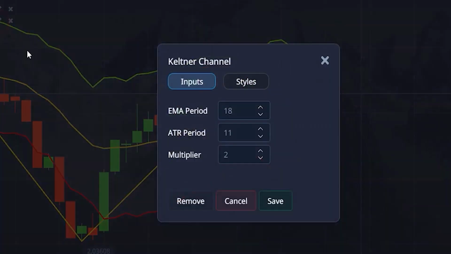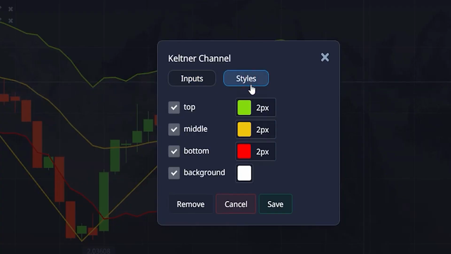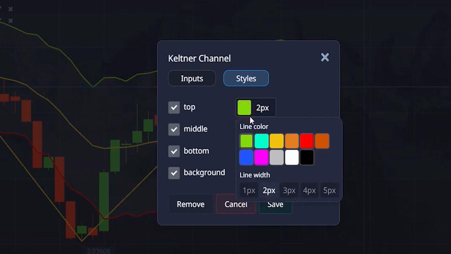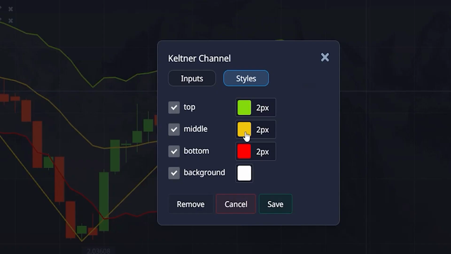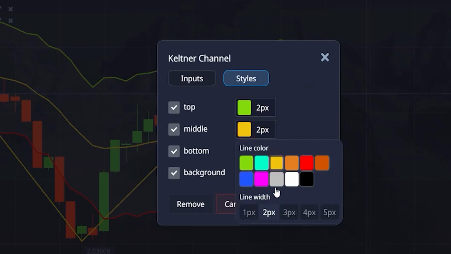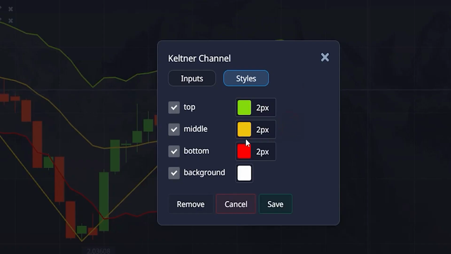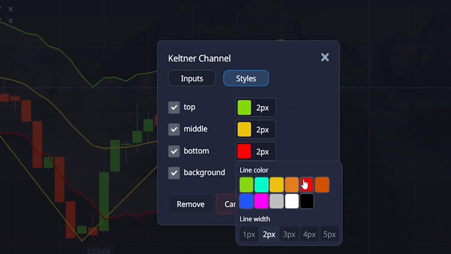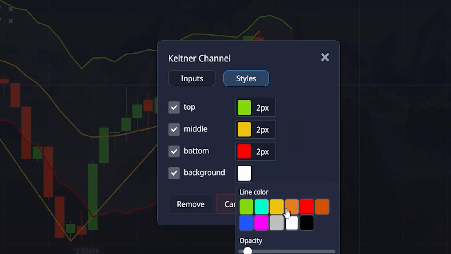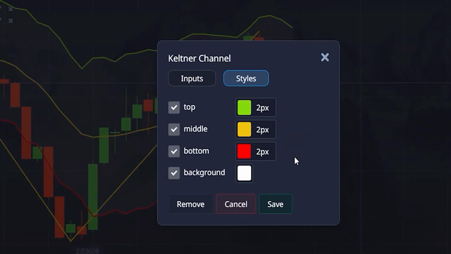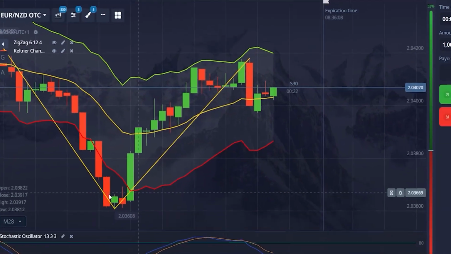My Keltner channel comes with the settings of the EMA period of 18, the ATR period of 11, the multiplier as 2. Right here on the style level at the top section, I'm going to be using a green color and I'll set it on 2 pixels. The middle section, I'm going to be using a yellow color, I'll set it on 2 pixels. While the bottom color, I'm going to be using a red color, I'll set it on 2 pixels. With the background color, I'm going to be using a white color and I'll set the opacity just like this. So when I'm done, I'll click on save.